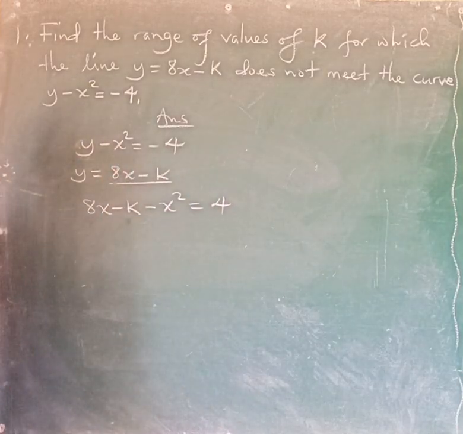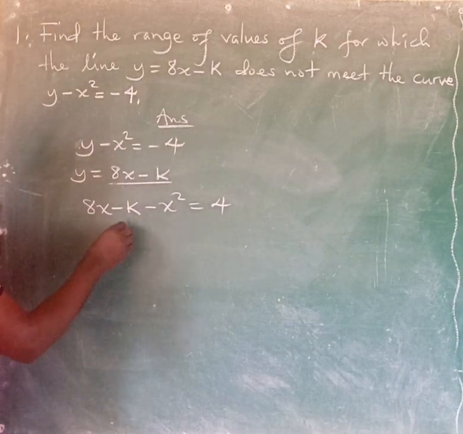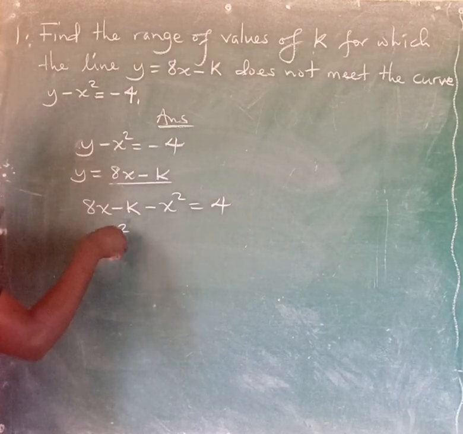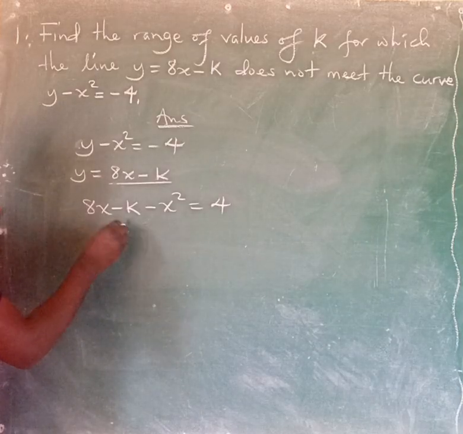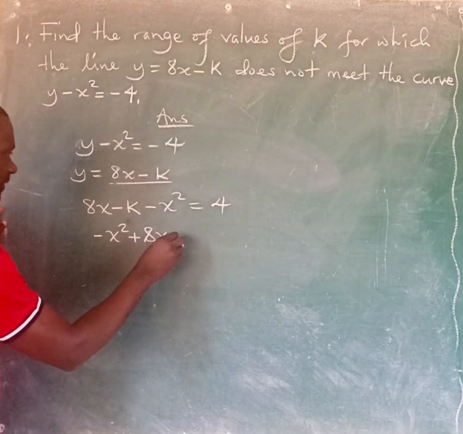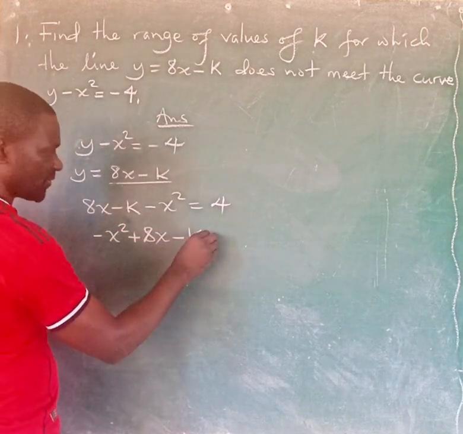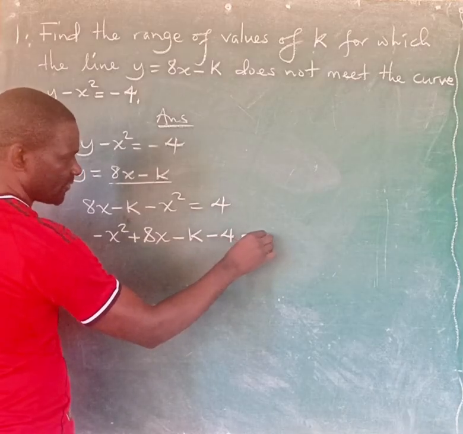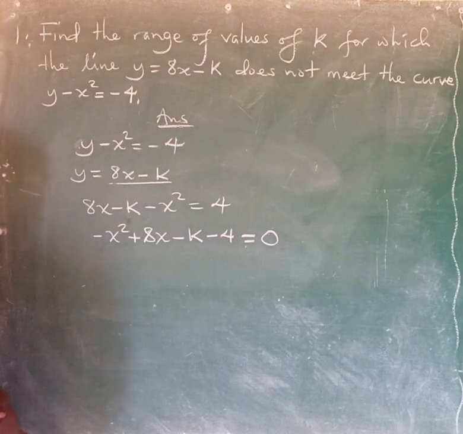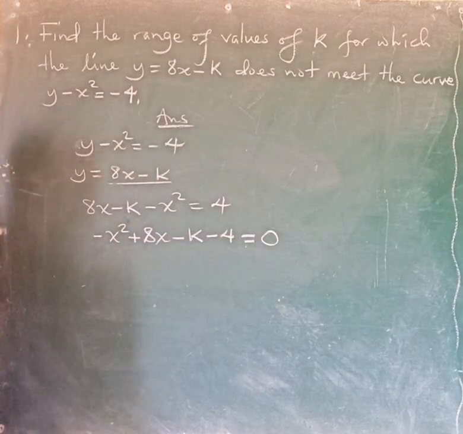Then we rearrange this so that it takes on the form of a quadratic equation. Let's say negative x squared will be the first term, and then plus 8x, then minus k. This minus 4, we bring this side, it will also be minus 4, and this is equal to 0. So it has taken on the quadratic form, where we have x squared here, x is there, and the whole of this is simply a constant.